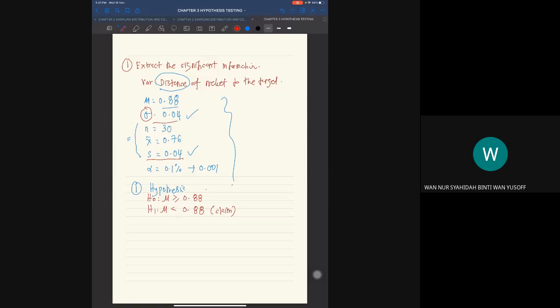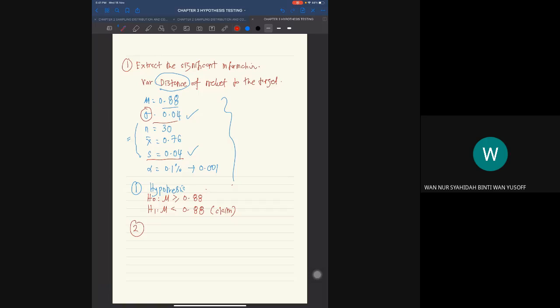Because for the conclusion, the proper way, scientifically, we discuss what happened to the claim. For the conclusion later, you can write anything that you want on the claim. It is not necessary to follow the proper statement that we have in the slide. Okay, step 2 is the test statistic.